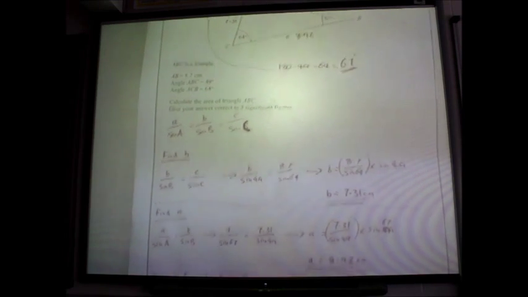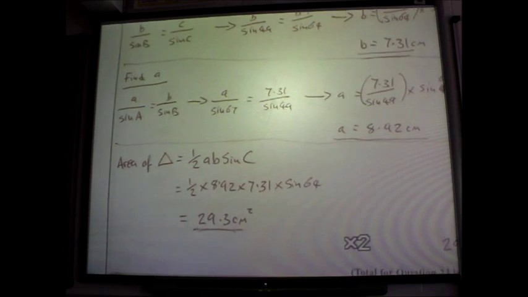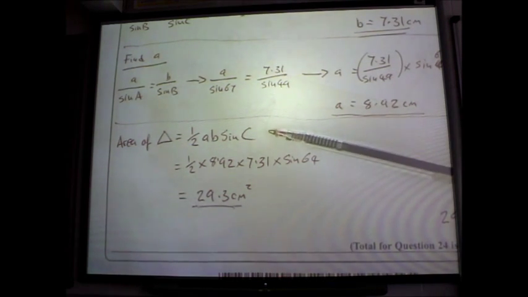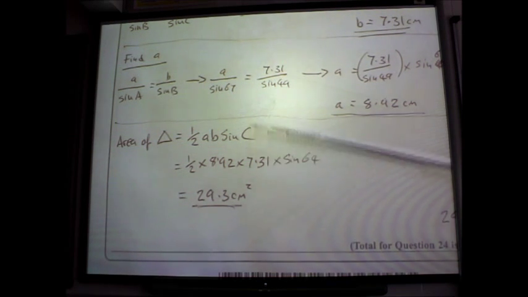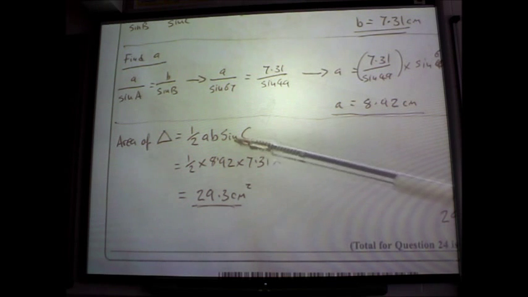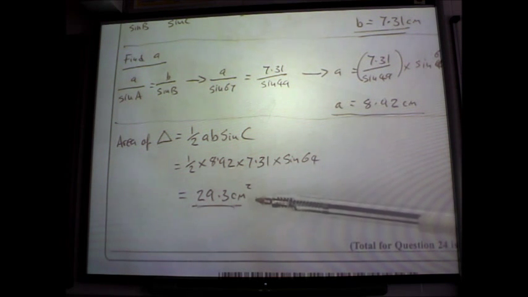Now, again, at the front of your exam paper, there is a formula for the area of a triangle. Here is the formula for it. The area of a triangle is a half AB sine C. So that means it's a half times A, which is 8.92, times B, which is 7.31, times sine C, which is sine 64, and that equals 29.3 centimetres squared.